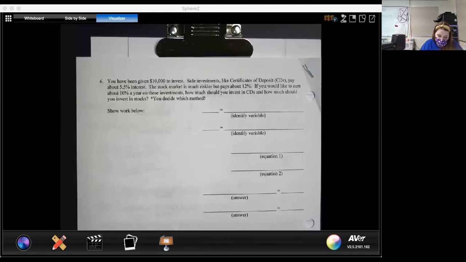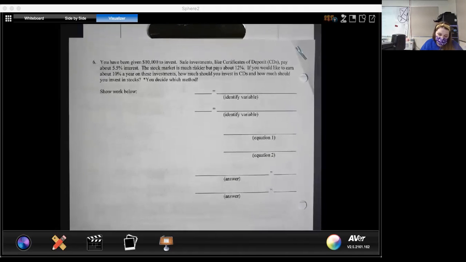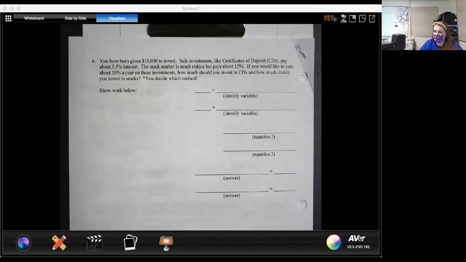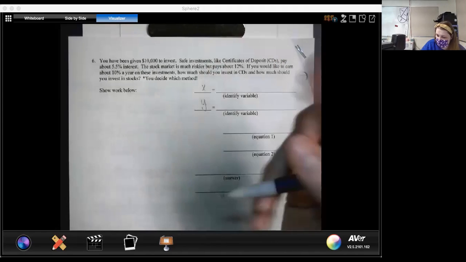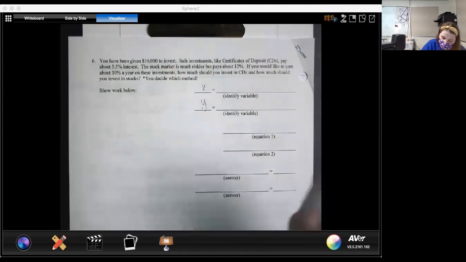So I'm gonna go ahead and help you get started with the variables and equations, and then I'm gonna let you solve by whatever method you want to solve by. All right, so the question is, how much should you invest in CDs and how much should you invest in stocks? That's a pretty easy way to define my variables. It's the amount invested in CDs and the amount invested in stocks. You can pick X and Y, you can pick C and S, however you want to do it.